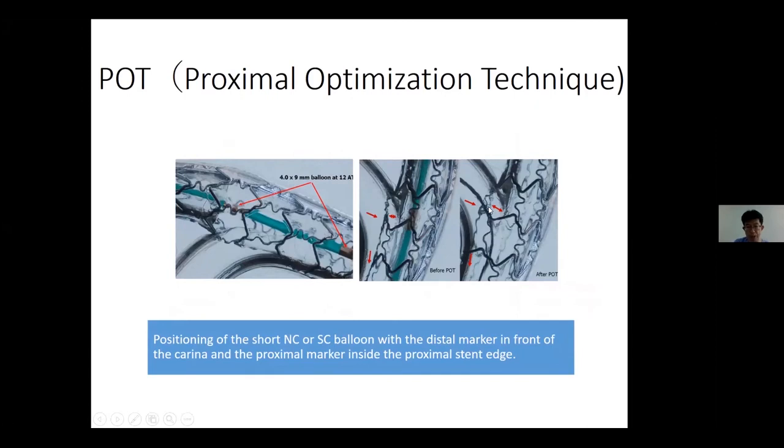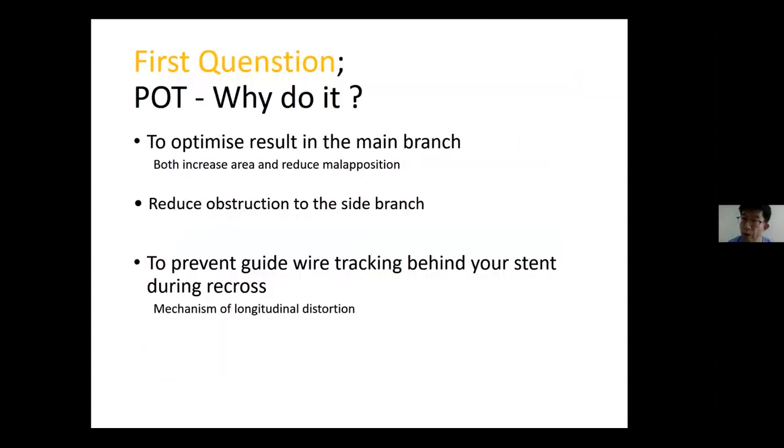It means positioning of the short non-compliant balloon with a distal marker in front of the carina and the proximal marker inside the proximal stent edge is important. These are important tips. So this is the first question: POT, why do it? To optimize the result in the main branch and reduce obstruction to the side branch, and finally, to prevent guide wire tracking behind the stent during recross.